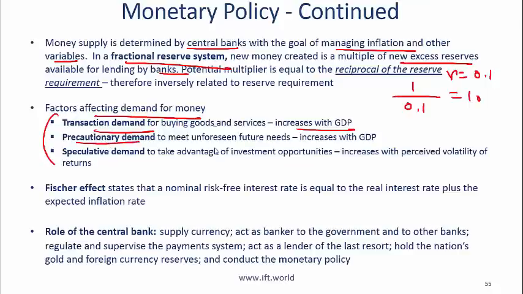Precautionary demand is to meet unforeseen future needs, and speculative demand is to take advantage of investment opportunities. So if we believe that the stock market will crash, then speculative demand for money will go up. If we believe that the market is going to do extremely well, then our demand for money will be low because we will want to put our money in the stock market.